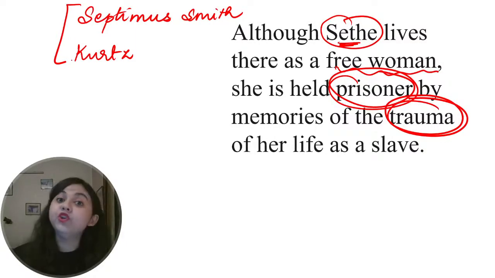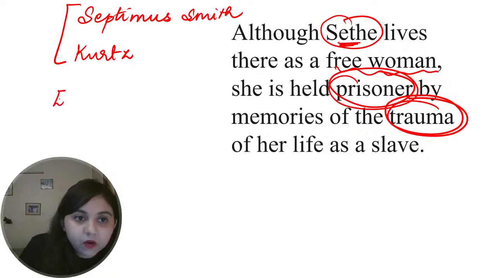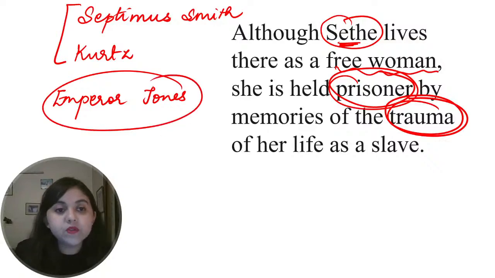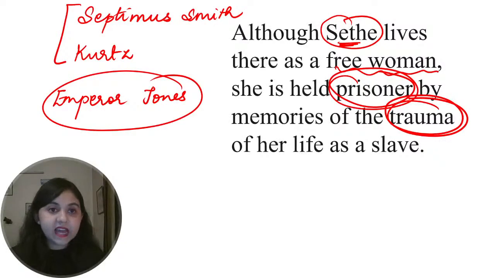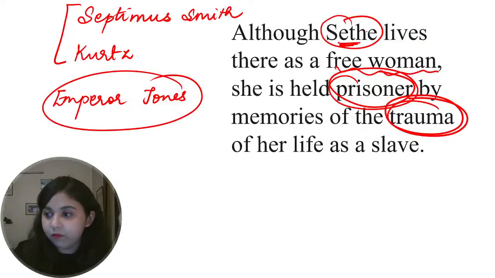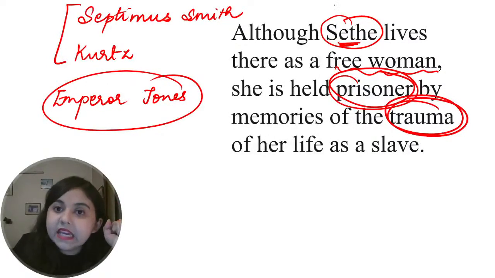Or look at Emperor Jones. Remember, classroom students, when we were looking at American drama, look at Emperor Jones, for example. All these characters, right? Here, of course, Eugene O'Neill, Kurtz by Joseph Conrad, Septimus Smith by Virginia Woolf. These characters are caught up because of the burden of memory. What is this theme called? This theme is called burden of memory.